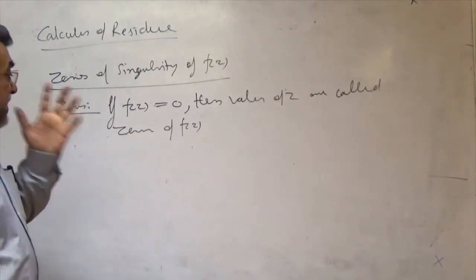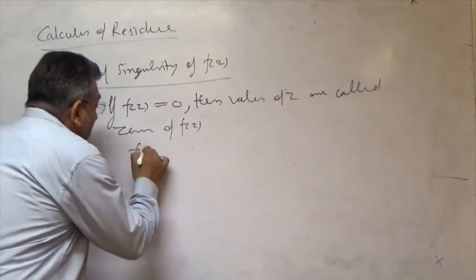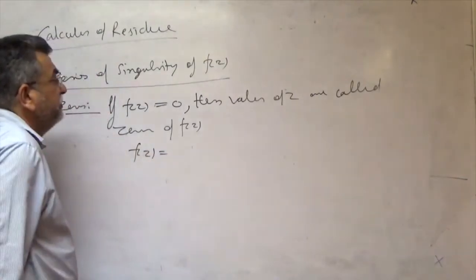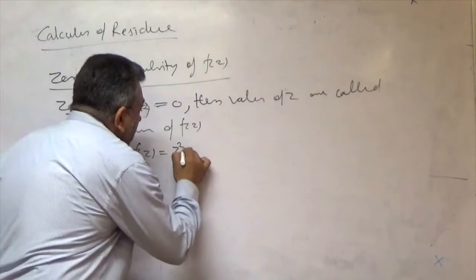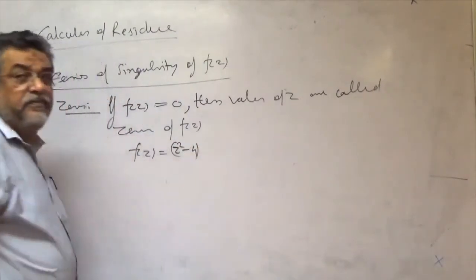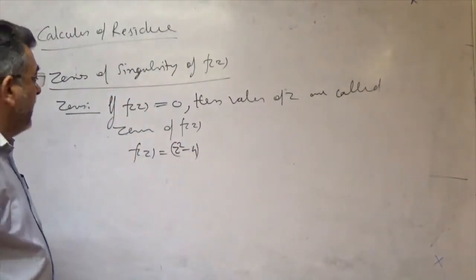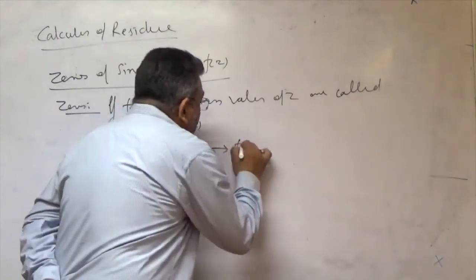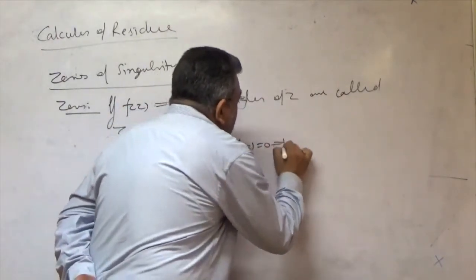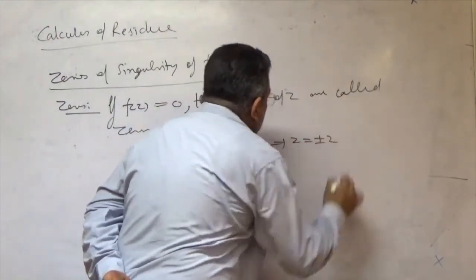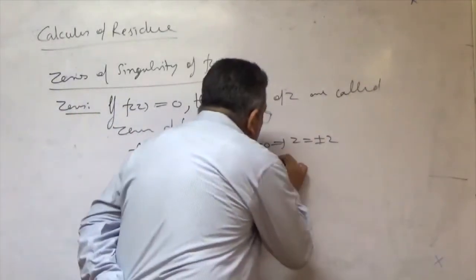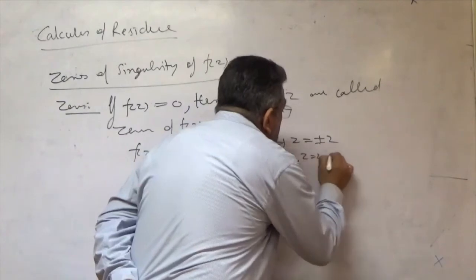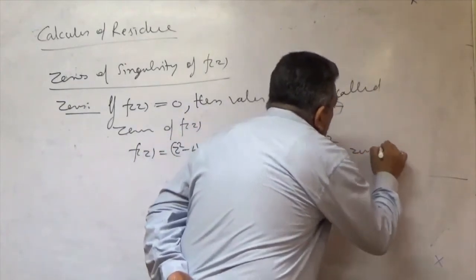For example, if we have f(z) equal to z square minus 4, if we put f(z) equal to 0, then we get z equal to plus minus 2. Now, z equal to minus 2 and z equal to plus 2 are zeros of f(z).